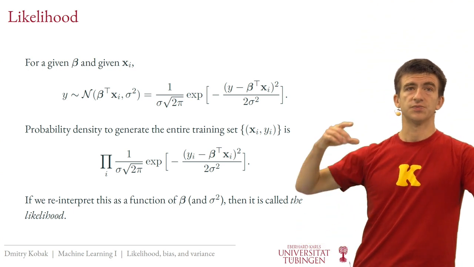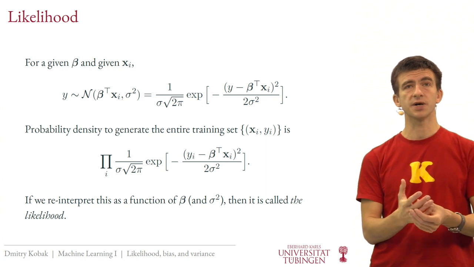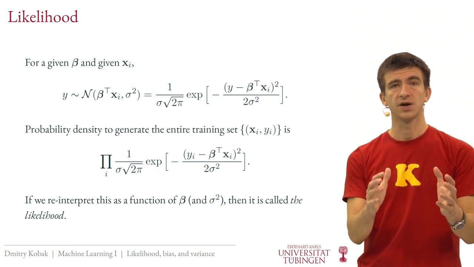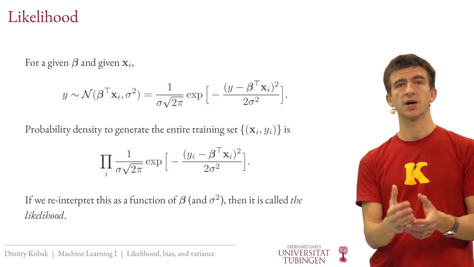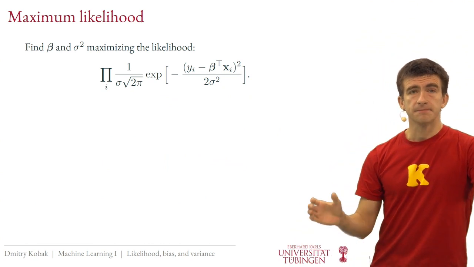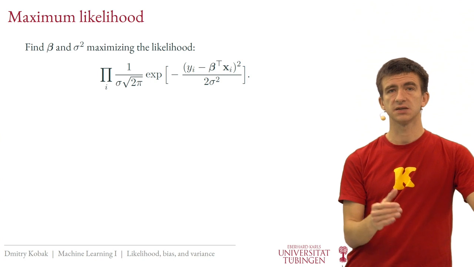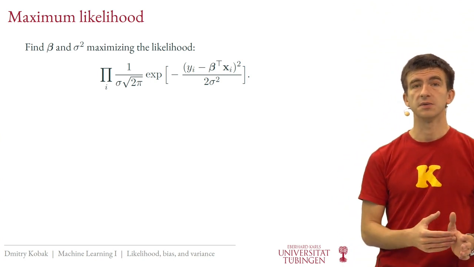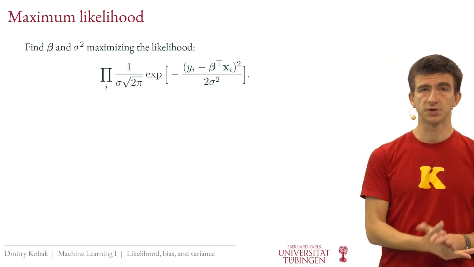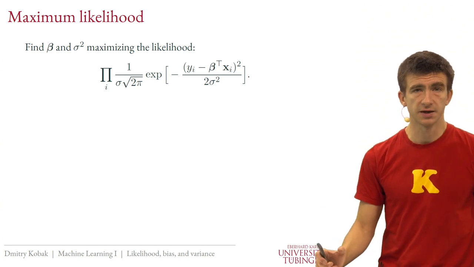So the likelihood is just the probability or probability density to generate the data, reinterpreted as a function of parameters. And now this is useful because we can ask, what would be the values of beta and sigma squared that would make the data set that we have the most probable? So for which values of beta and sigma squared will this thing be maximal? This can be a little bit confusing the first time you hear it, so make sure you understand. We want to find beta and sigma that maximize the likelihood, the maximally likely beta and sigma, which just means we are asking for what beta and sigma the probability to observe this data was the highest.